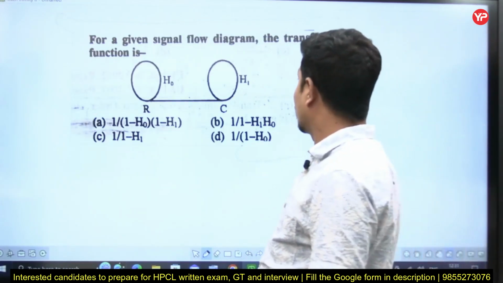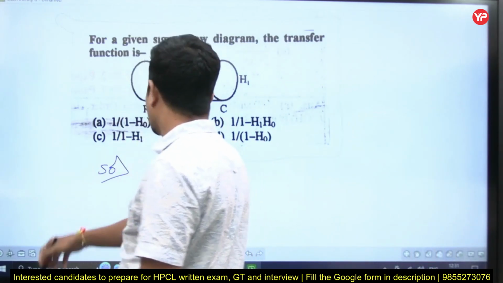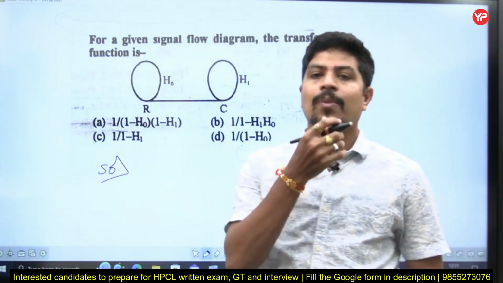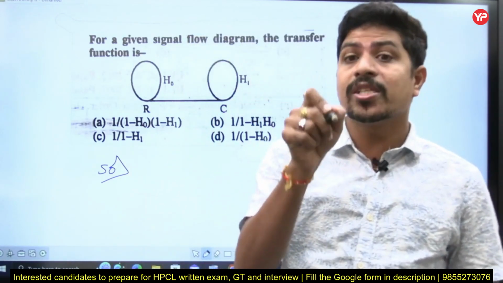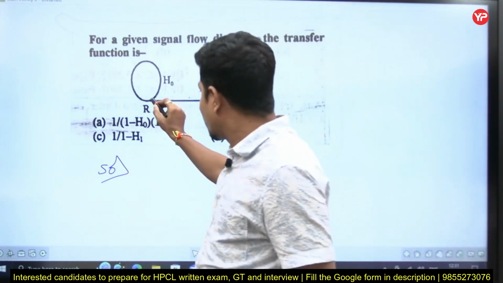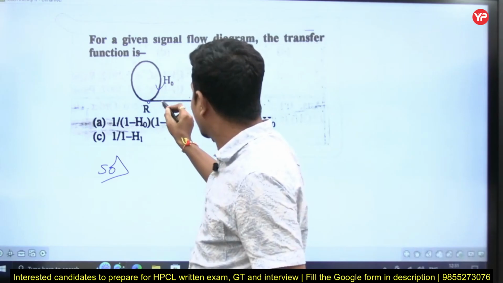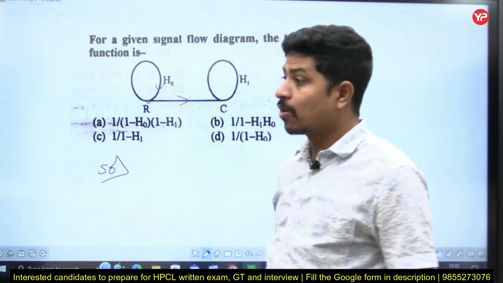For the given signal flow diagram, the transfer function is... For this one, Mason's gain formula is not applicable, right? Because for the application of Mason's gain formula, the input node must be defined and the output node must be defined. What is an input node? The node which has only outgoing branches is called an input node, but this particular node R has input as well as output, therefore R is not an input node.